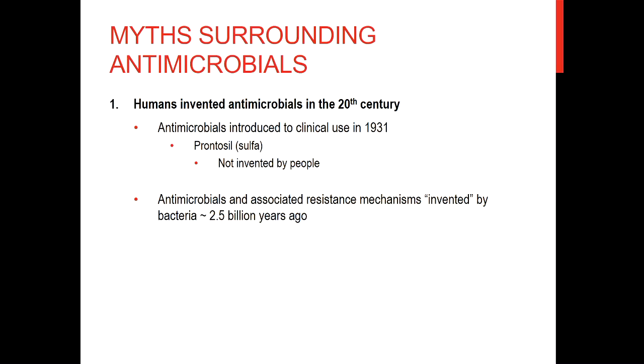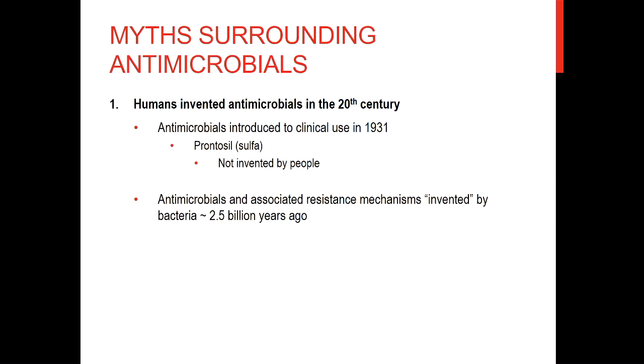All right. There's a myth to say that we invented antimicrobials for clinical use in the 20th century. Alexander Fleming invented penicillin. That's not true. Sulfas were actually the first drug introduced to clinical use in 1931, even before penicillin was. Penicillin was discovered by Fleming, but the sulfas were derived from dyes produced by Bayer Corporation in the 1930s.